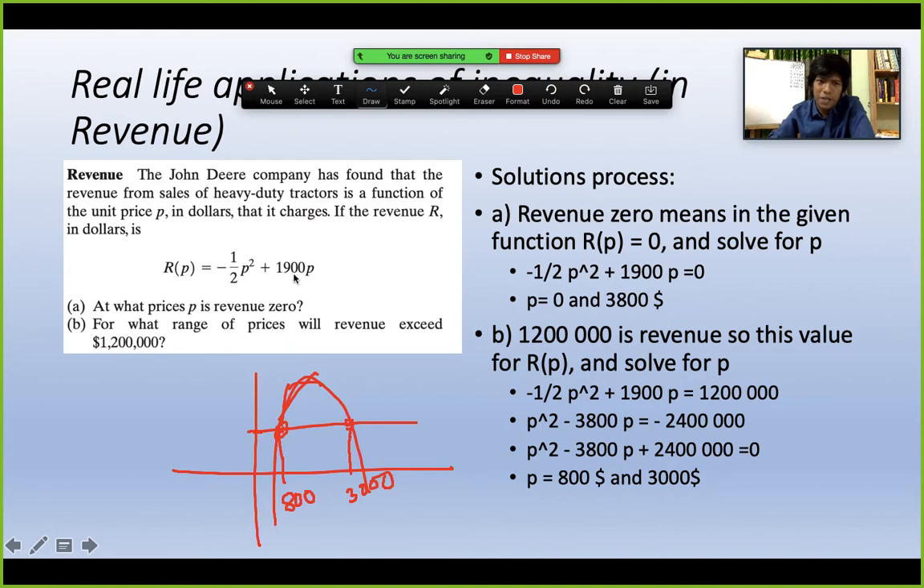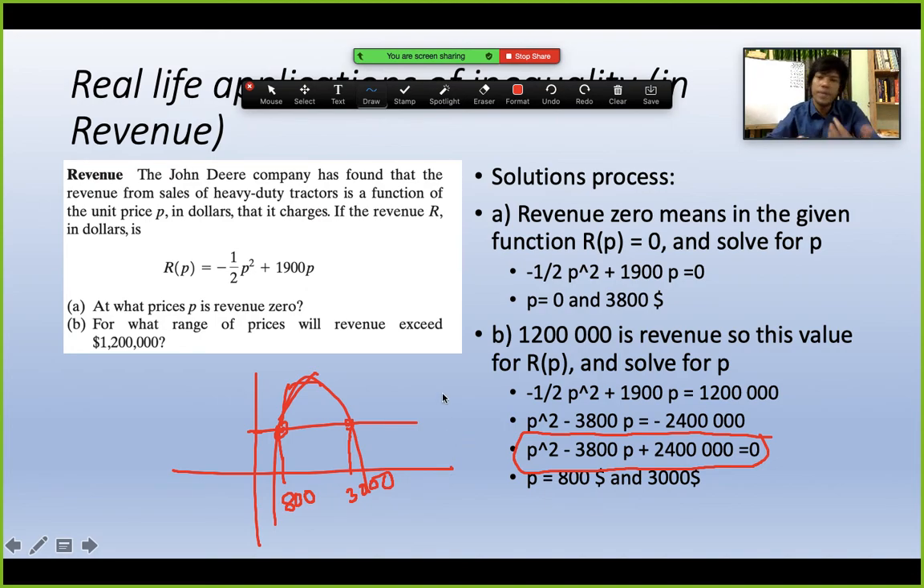And you can check this math in any graphing calculator also, suppose Desmos or anywhere. If you put this equation in, you will see the graph. Not this exact graph, but you will see a different type of graph where you have the x-intercepts at 800 and 3000. So physically, this is what it means.